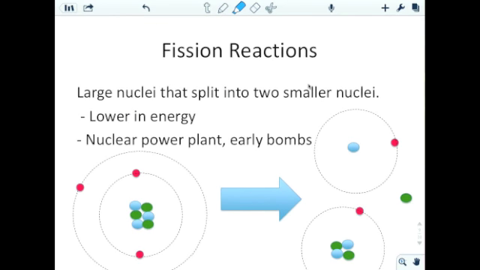Now, there are two types of nuclear reactions. The first is fission, when a large nucleus splits into two smaller nuclei. It's lower in energy in comparison to fusion. This is how we power our nuclear power plants and how we got early atomic bombs. Those are fission reactions. The early nuclear bombs still had a lot of energy, but it's lower energy in comparison to fusion.